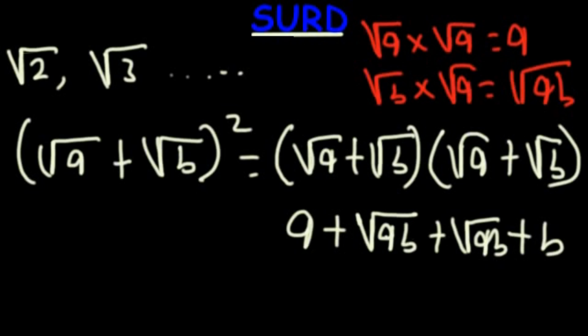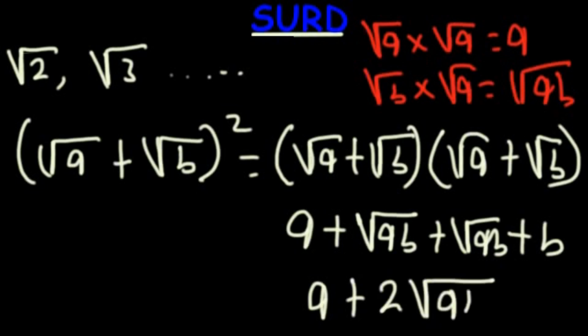Now we can add this together since they are like terms. So we have a plus 2 root ab plus b. So that's what this simply equals to. Okay, so if you have a surd raised to an exponent, what you need to just do is to expand the surd and simplify it further.